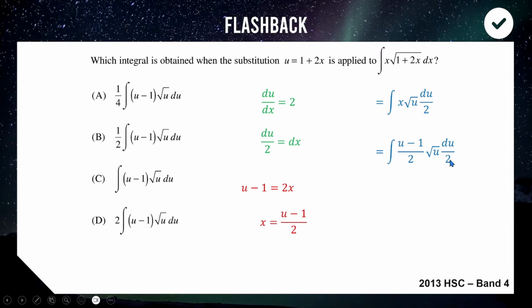Now the over 2 and the over 2 are going to turn into an over 4 that we can put out the front, and we'll have u minus 1 multiplied by the square root of u, which looks like that, and that's where we can stop because that looks exactly like option A, 1/4 integral u minus 1 square root u du. So this substitution turns into the first integral, and we could then go ahead and integrate that by expanding and doing all the usual nonsense. But for today, option A gets us 1 mark in 2013. Okay, now onto the lesson.